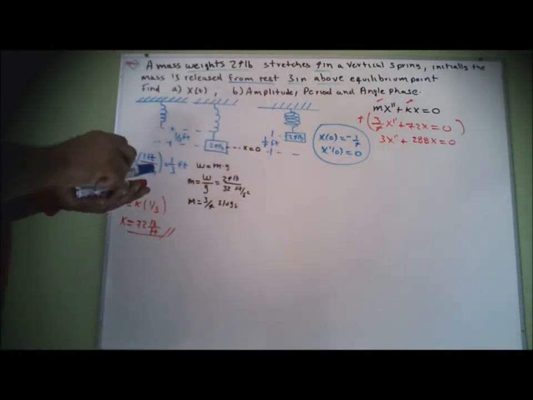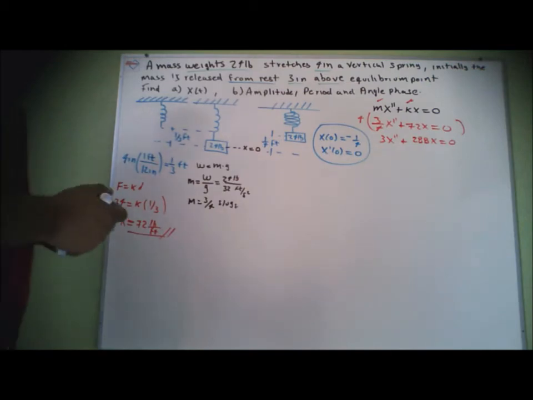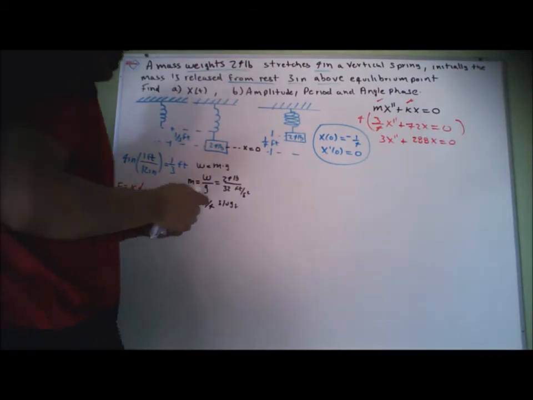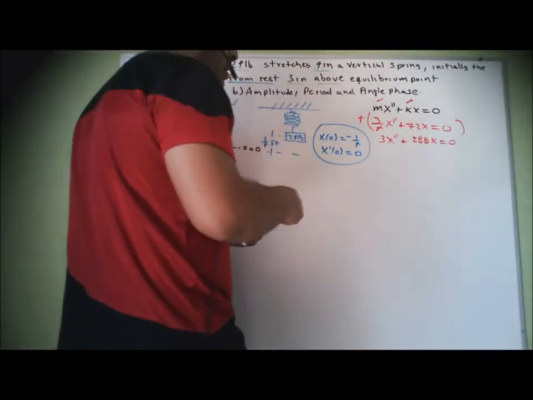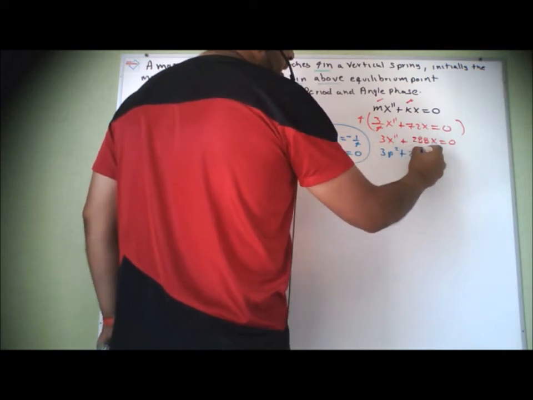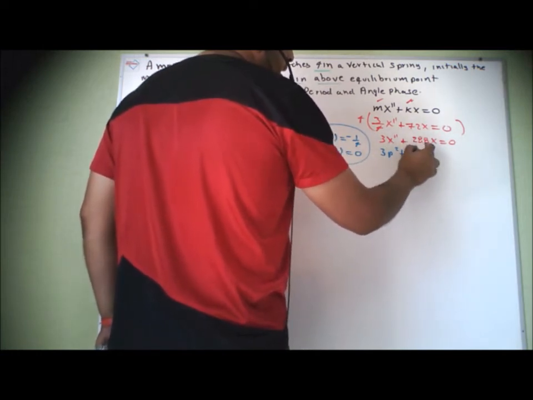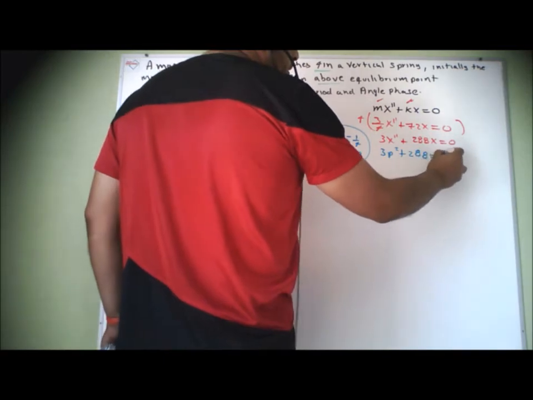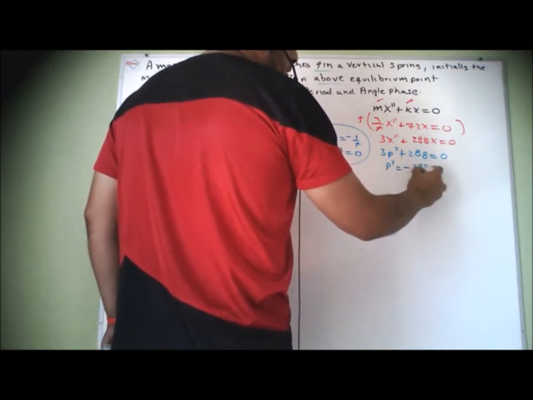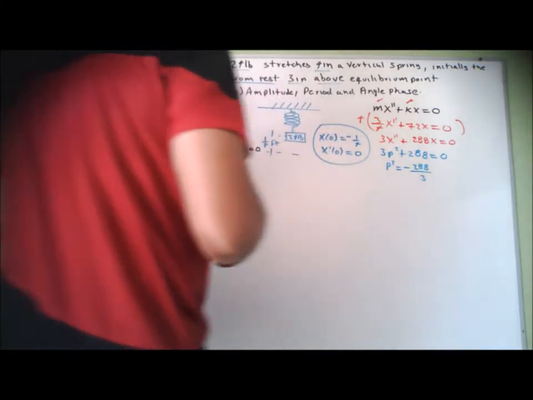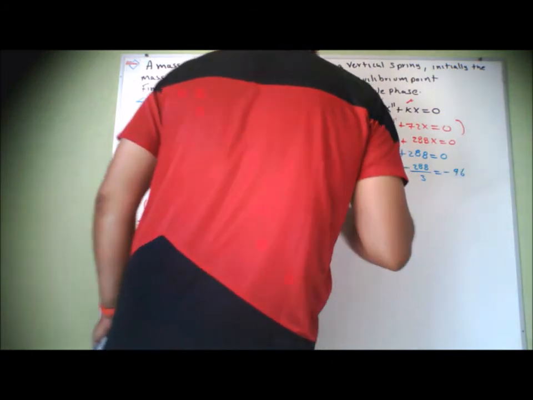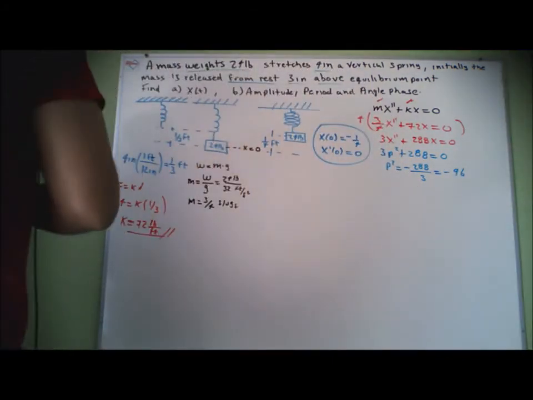Now, this is the resulting differential equation. The characteristic equation is going to be 3p squared plus 288 equal to 0. So p squared is equal to minus 288 over 3, which is equal to minus 96. Now, just let me check.